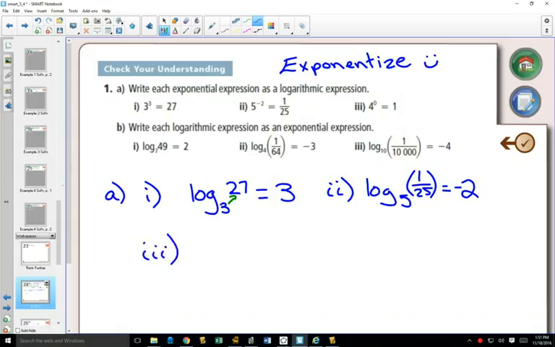So part 3, log, the base is 4. The exponent is 0. The answer was 1.